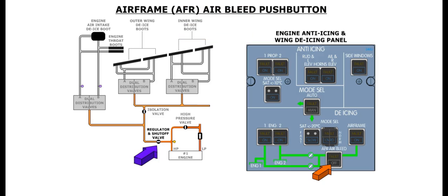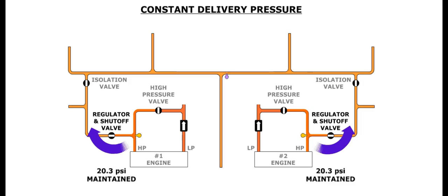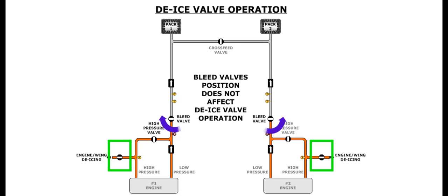The de-ice valves are opened by selecting the airframe air bleed push button to the on position. In addition, each de-ice valve can also be opened, regardless of the airframe air bleed push button position, by selecting either of the engine push buttons to the on position. The de-ice valves modulate open or closed, so as to maintain a constant delivery pressure of 20.3 psi. The position of the engine bleed valves does not affect availability of air for the de-ice valves to operate.